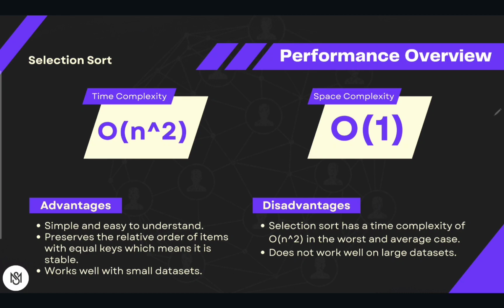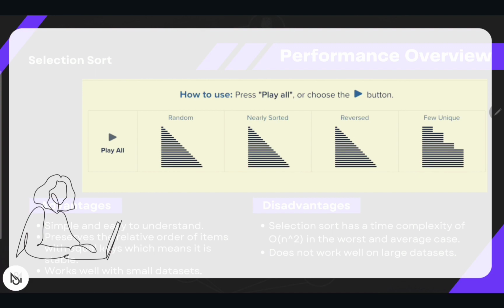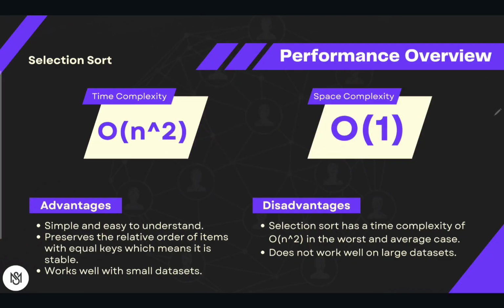As we study more sorting algorithms, you will see that different sorting algorithms work differently in different cases. But selection sort works similarly in all cases, as you can see from this animation, in which there is a random array, a nearly sorted array, a reversed array, and an array with few unique elements, and you can see all of them took the same time to run. So that is one of the disadvantages, that selection sort has a time complexity of O(n^2) in the worst and the average case. So it doesn't work well with large data sets.